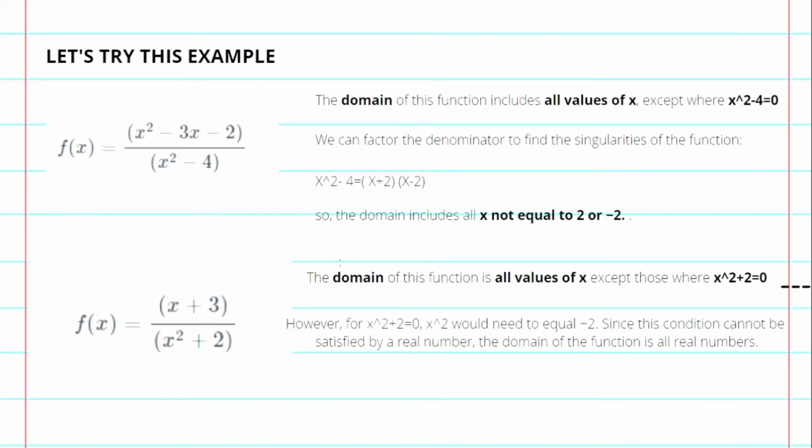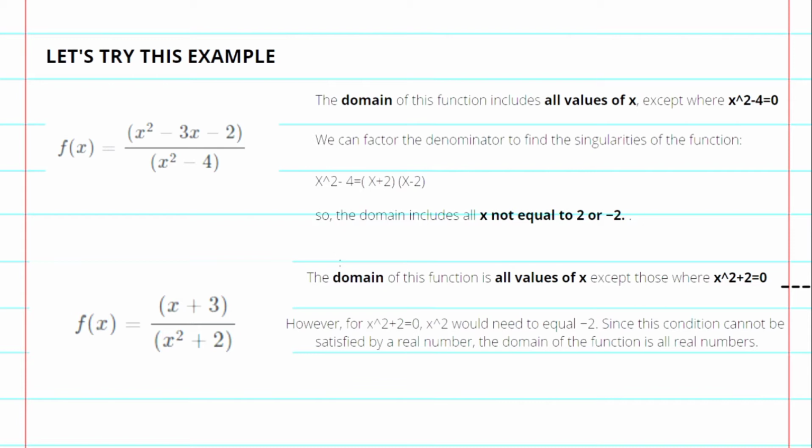Let's try this example. F of x equals x squared minus 3x minus 2 over x squared minus 4. The domain of the function includes all values of x, except where x squared minus 4 equals 0. We can factor the denominator to find the singularities of the function. x squared minus 4 equals x plus 2 times x minus 2. So the domain includes all x not equal to 2 or negative 2.